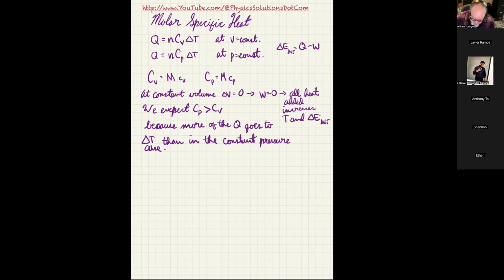So, with that in mind, we can start to think about at constant volume, Q at constant volume is just going to be the change in internal energy. That's from the first law of thermodynamics because W is equal to zero.